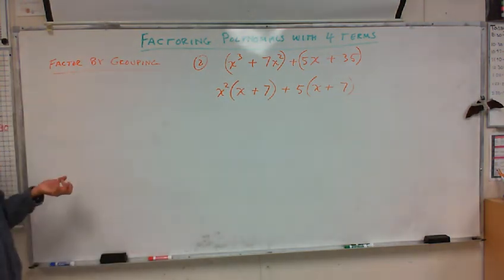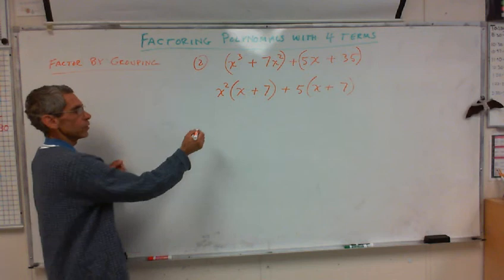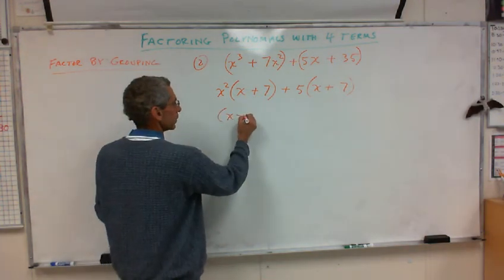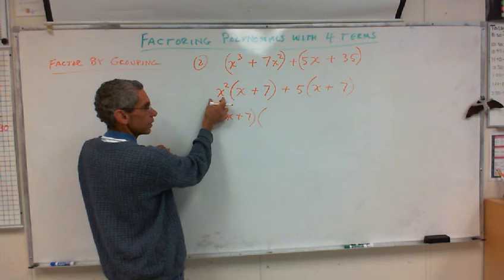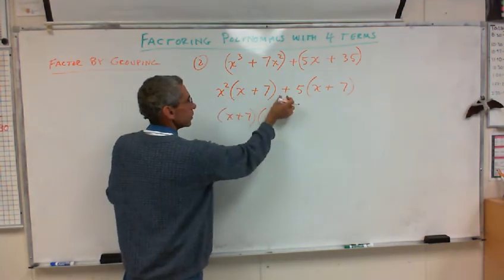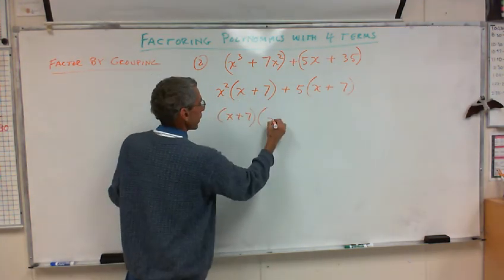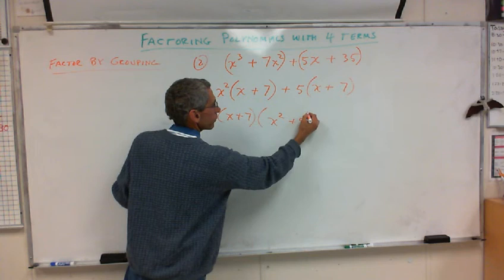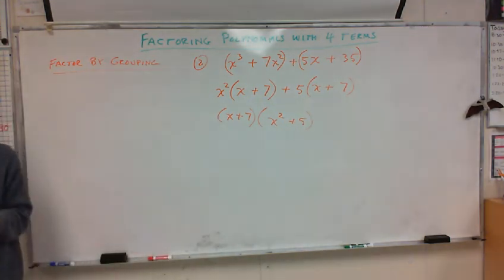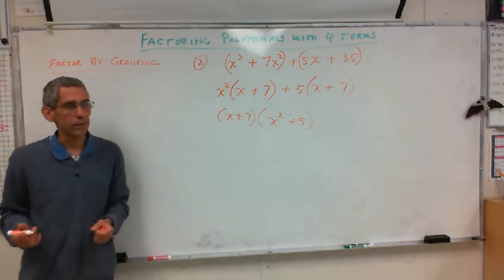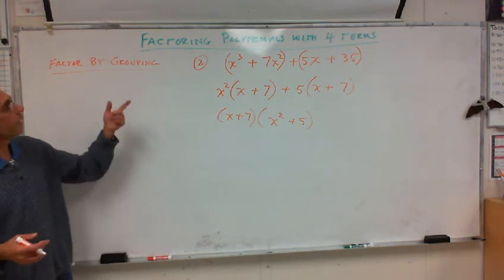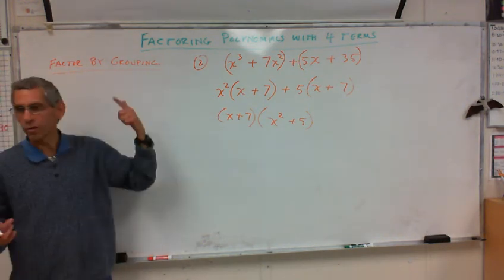Oh, I have x plus 7 in common with both those terms. So I'm now just going to factor out the x plus 7. X plus 7 parenthesis, and then I'm going to just have what's left over. This plus this. This plus this. So x squared plus 5. And I'm done. That's my answer. You have factored a 4-term polynomial.